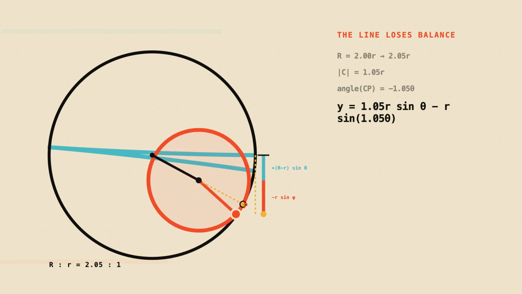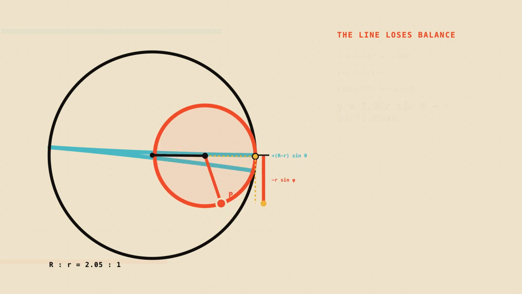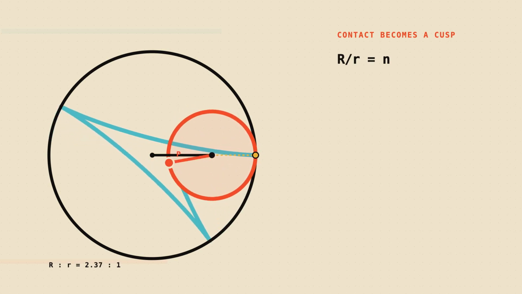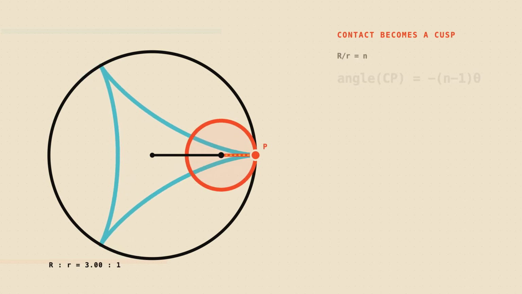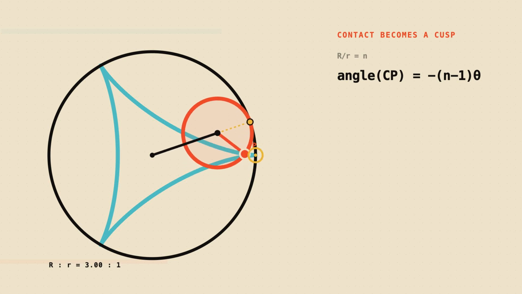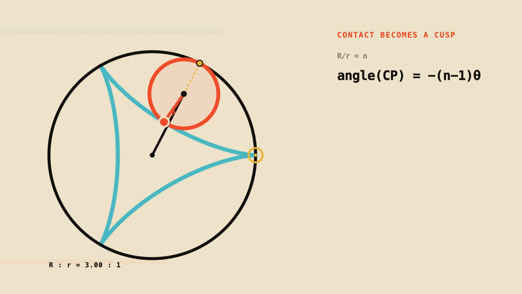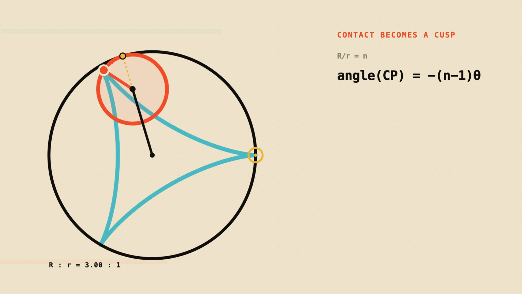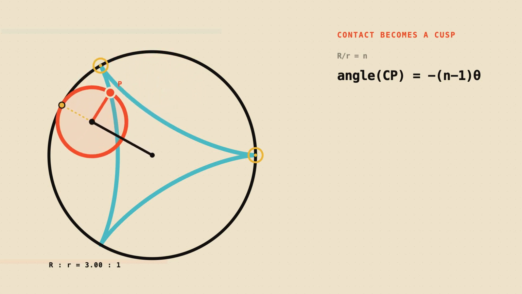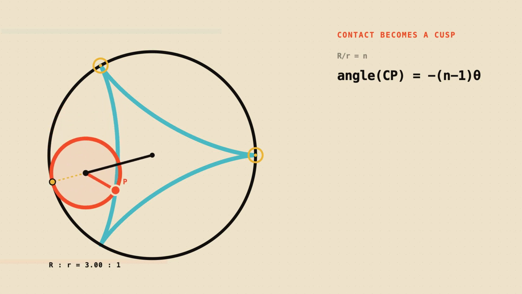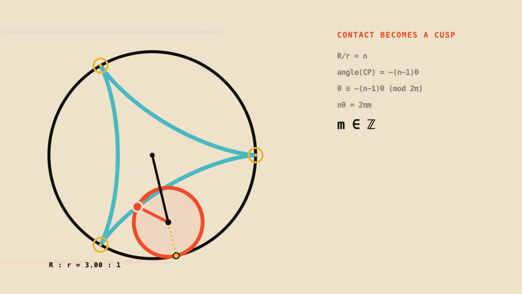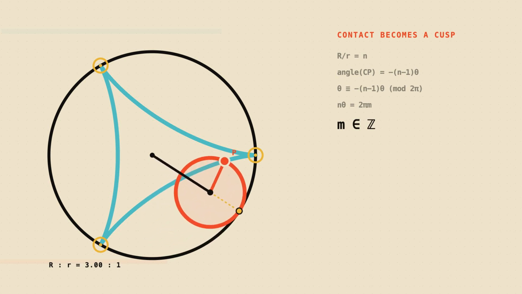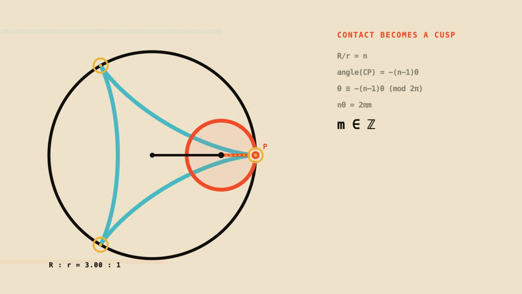At 2 to 1, the coupled length and angle conditions match at once. Let capital R over little r be an integer n. The center vector has length n-1 times little r. The rim vector turns n-1 times as fast in the opposite direction. At a cusp, the tracer reaches the fixed circle. So the two vectors point in the same direction. The center vector has turned counterclockwise through theta, while the rim vector has turned clockwise through n-1 times theta. So n times theta equals 2 pi times an integer. One center revolution contains exactly n cusps.